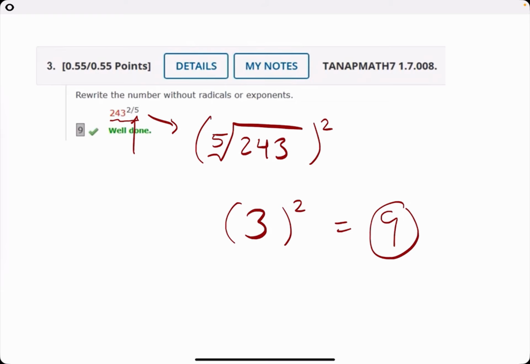If you were curious, though, you could square 243 first. You could square 243, get some giant number, and then take the 5th root of that, and you would also get 9.